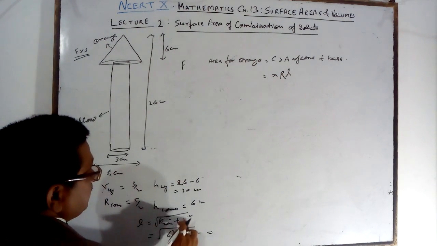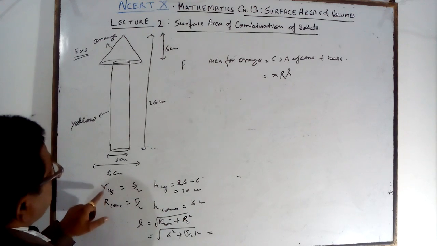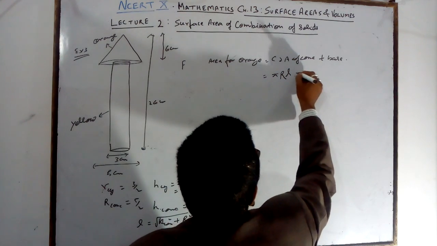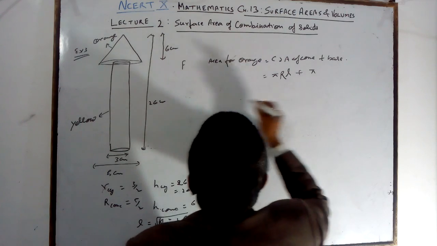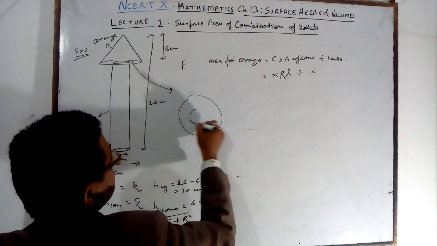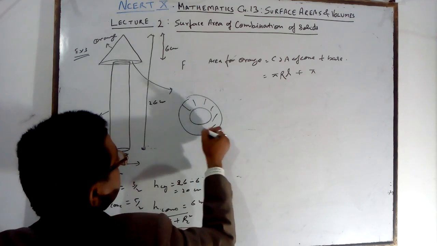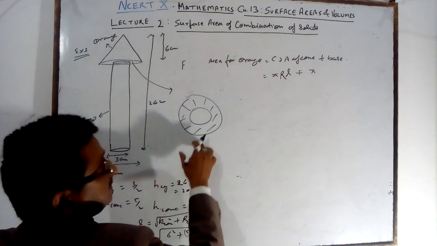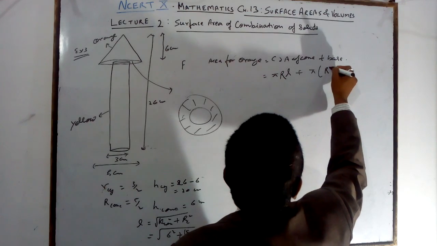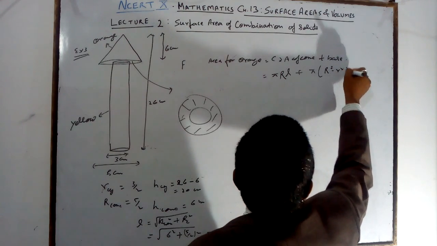Capital R I have taken for the cone, and small r I have taken for the cylinder. So the area is pi r l plus pi, because the base is like this. This portion will be orange. It is a ring, and the ring area is pi capital R square minus small r square.